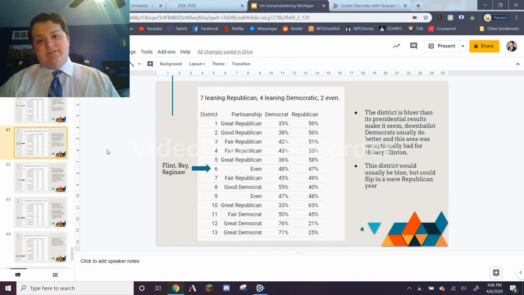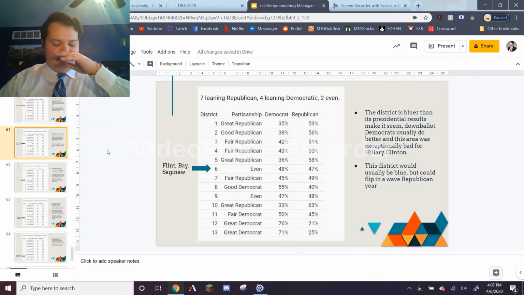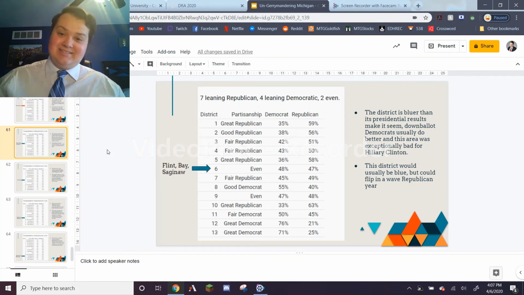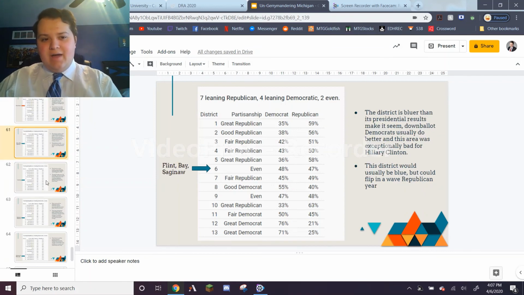The 6th district is one I disagree with. It says that it's even, but again, that's just based on its 2016 numbers. This is that Flint Bay Saginaw district. I think this would be nearly a safe Democratic district, but maybe we could say it's slightly Democratic. But it's not even, so I'd say that makes at least 5 Democratic districts pretty strongly. It could flip in a wave Republican year, though, so I think that's fair. If Republicans can do really well, they probably can make a play for this district.